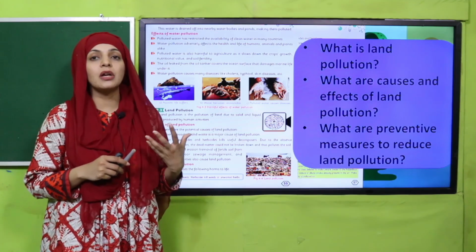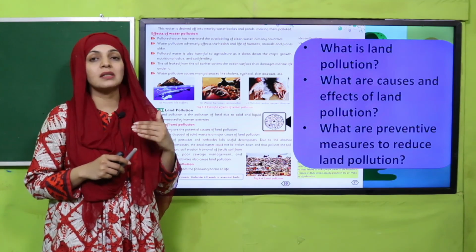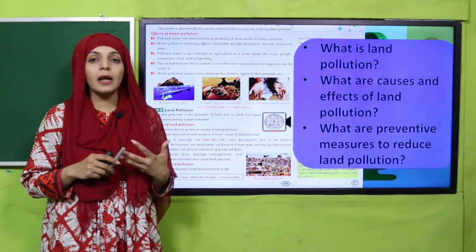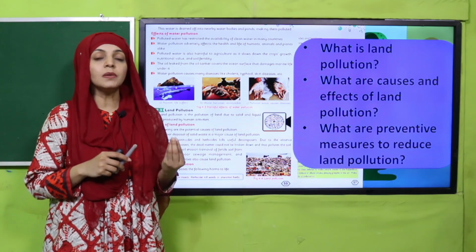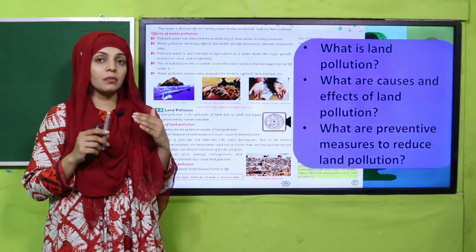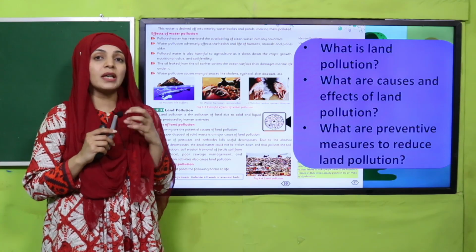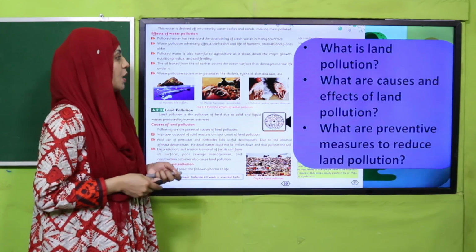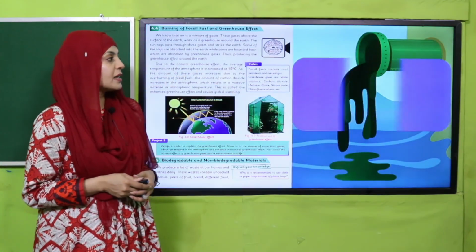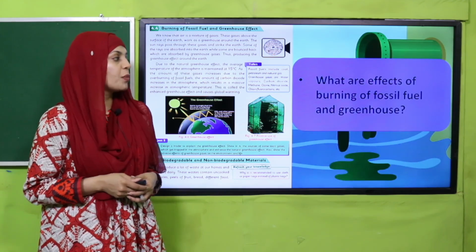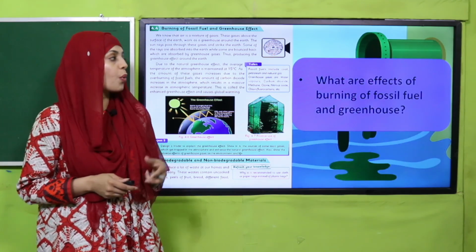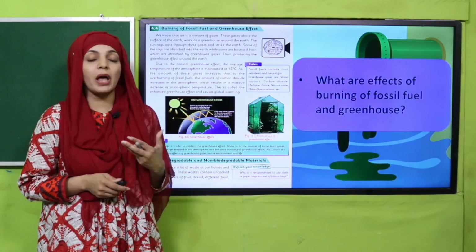So this is how we can treat it. Less use of pesticides and herbicides can lessen the amount of land pollution. So my dear students, in the next lecture we discussed the effects of burning fossil fuels and the greenhouse effect. So what are the effects of burning of fossil fuels and greenhouse?